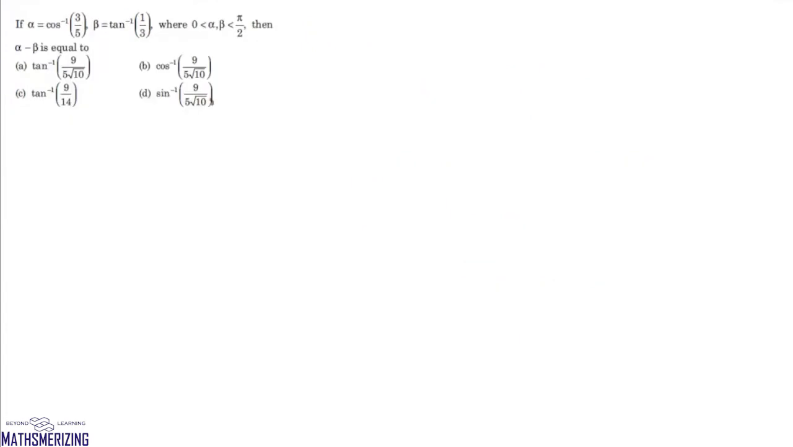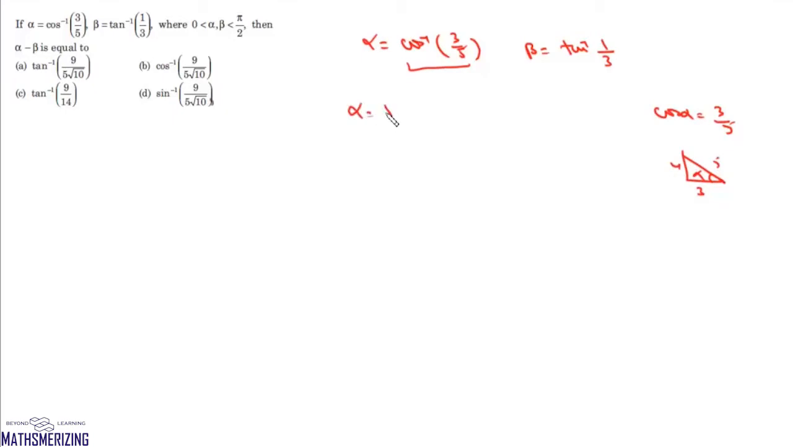Now here the question is, if alpha is cos inverse of 3 by 5 and beta is tan inverse of 1 by 3, then we need to find the value of alpha minus beta. Now what we'll do is we'll change this cos inverse in terms of tan inverse. So here cos alpha is 3 by 5. So we'll draw a right angle triangle. So this is 3, 5 and 4. So we can write alpha as tan inverse 4 by 3.